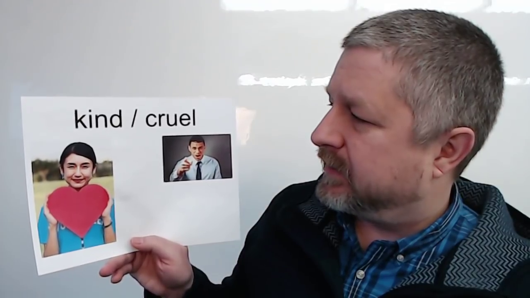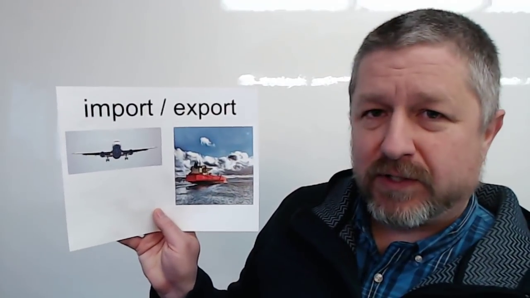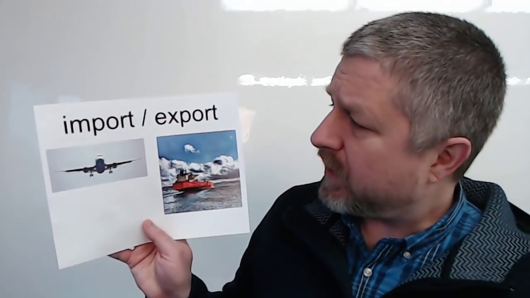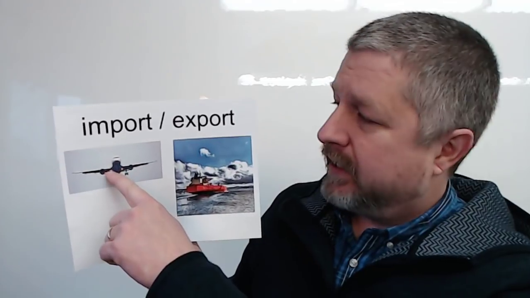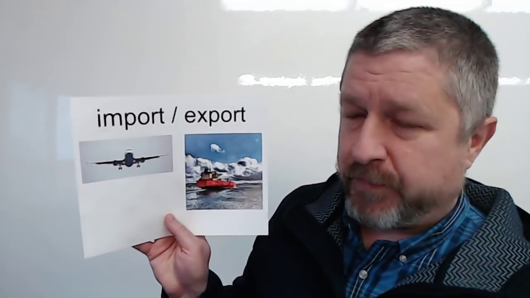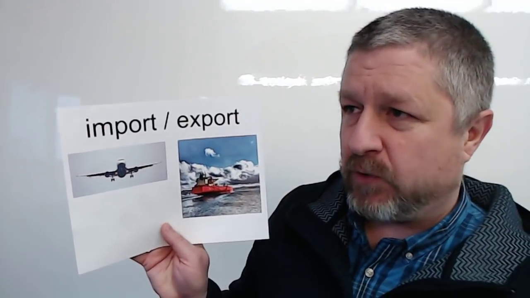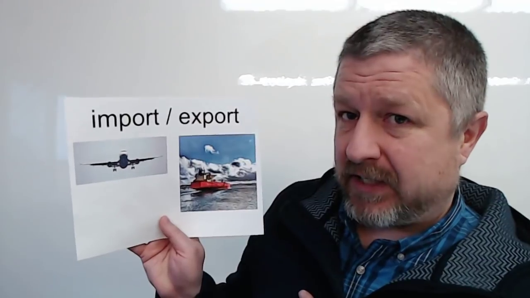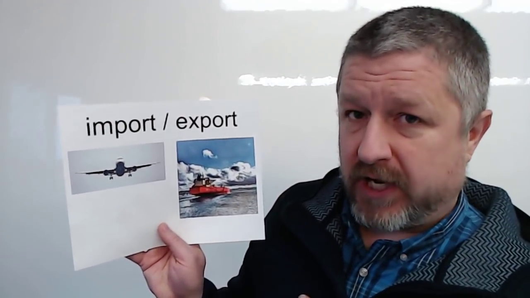Let's move on. I think you guys got the point on that one. So now we're going to get a little bit more difficult. We have import and export. You can see this airplane is coming towards you, because when you import things, it means that you bring them into your country. So for instance, Canada imports a lot of smartphones from China.